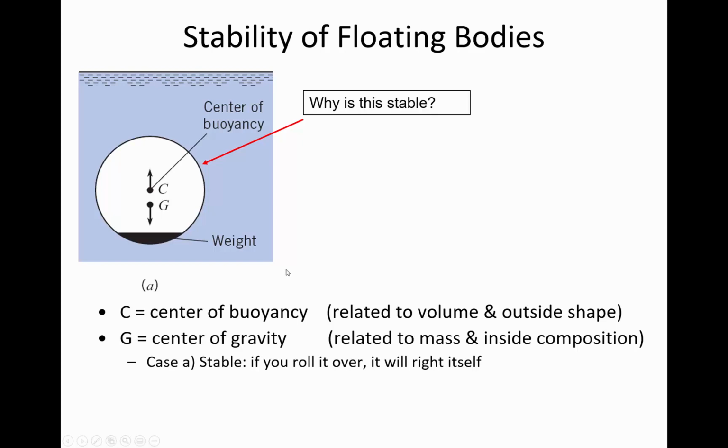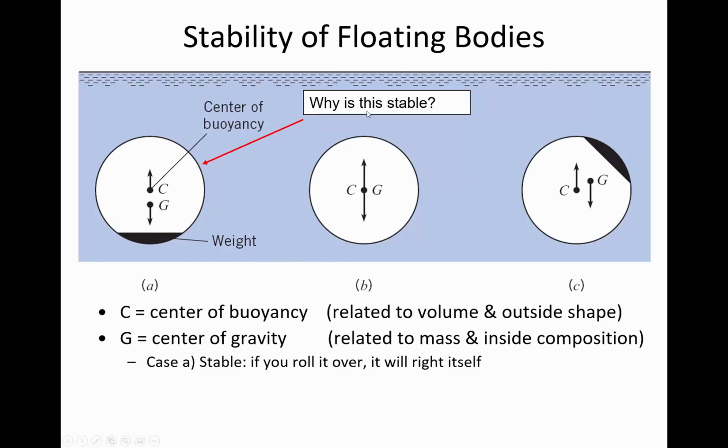If you roll it over, it will right itself, and that's what we define as stable. Now consider these other two alternatives. Option B here is neutral. Rather than being stable, it's neutral because the center of gravity and the center of buoyancy are in the same place. And so if we rotate it, it's not going to go back into its original position.